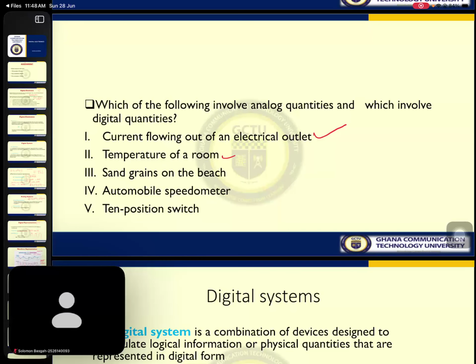The second one: temperature in the room. Analog. Why analog? It is continuous. It changes. The temperature of a room is not static. It's not stable. It changes smoothly, at any point in time. That is also correct. Good.